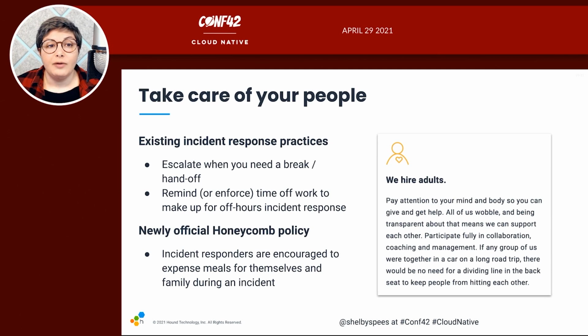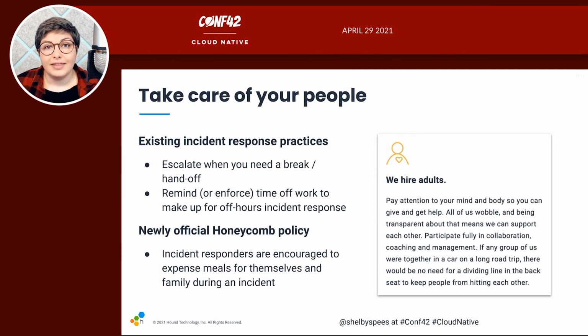Incidents happened, and we're lucky that we had existing practices that helped a lot. We encourage people to escalate when they need a break, when they're starting to feel tired. We remind, or sometimes we guilt people into taking time off work to make up for off-hours incident response. Another thing that came up recently is that people responding to incidents couldn't cook dinners for themselves. They couldn't cook meals, and they couldn't cook for their families. And so it was almost this no-brainer thing that once somebody said it, of course people should expense meals when they're doing incident response for themselves and their families. And so we made an official policy about that.